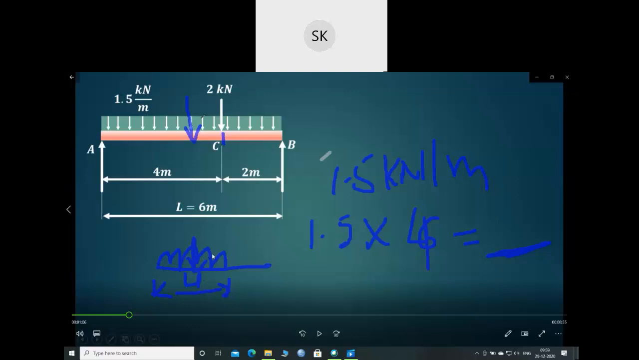So you are replacing this UDL with a point load, and you have to place that point load at the mid span of what? Mid span till where your UDL is given.